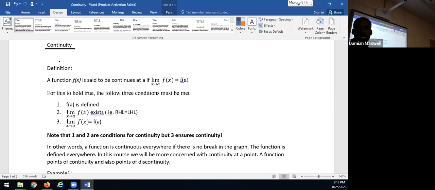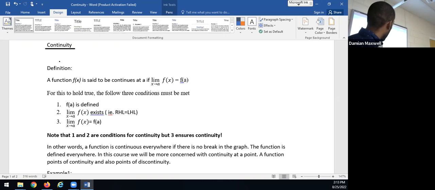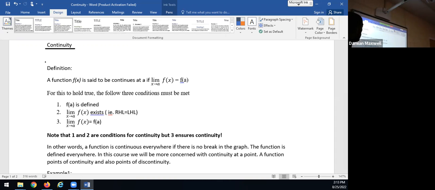But in calculus, we're basically looking at continuity at a particular point. So the function may not be continuous everywhere, but it may be continuous at some point or at some parts of the graph. And that's what we look at when we talk about continuity in calculus. So we say that a function is said to be continuous at a. Notice I'm being specific, right? If the limit as x approaches a of f of x is equal to f of a.